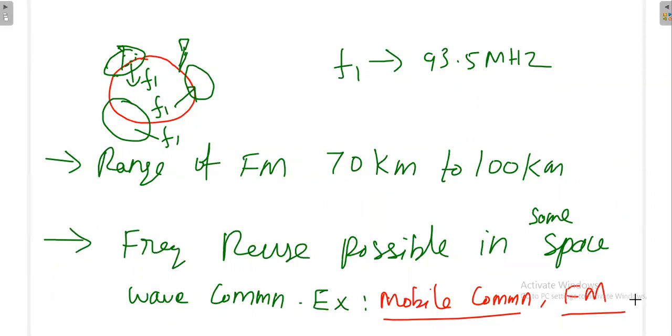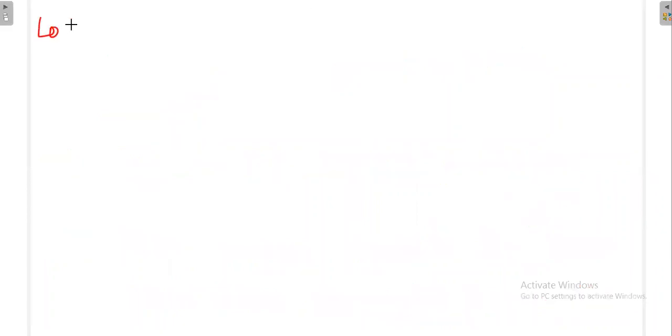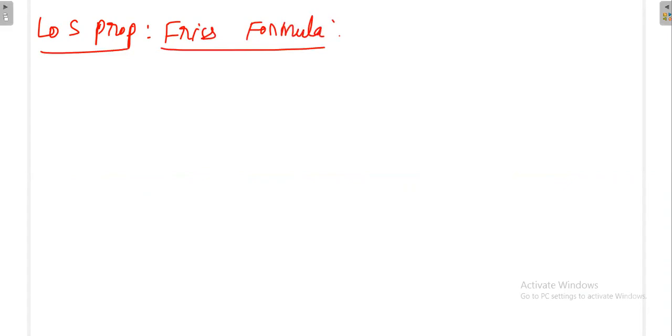So the next one is line of sight propagation, the Friis formula. We have already discussed the Friis formula in communication, so I will go very quickly.